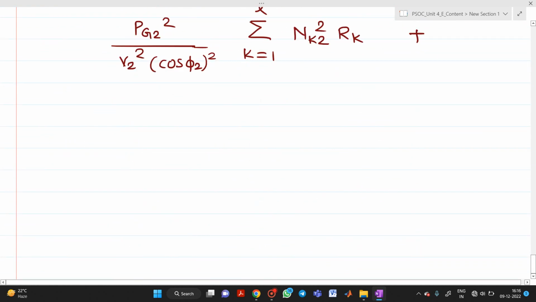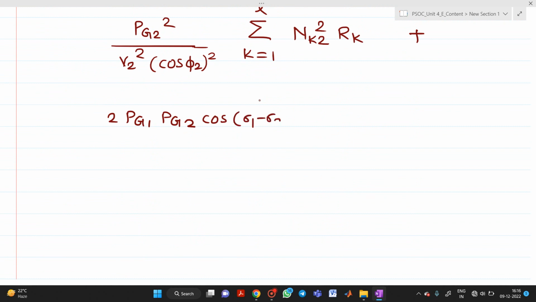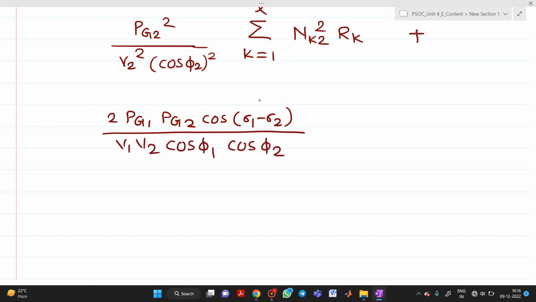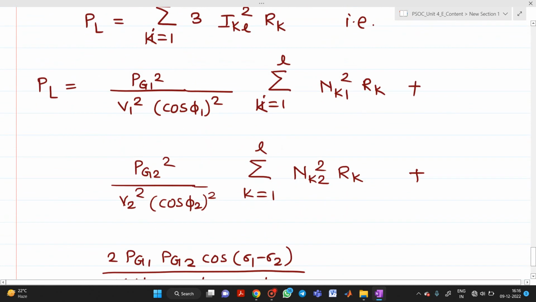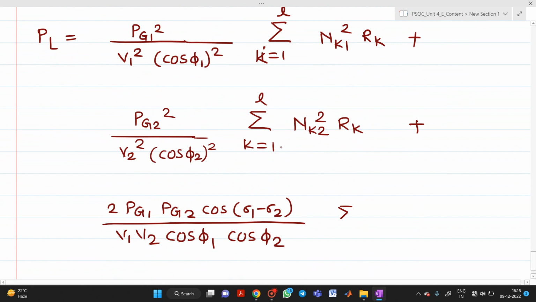So we can write this term as plus 2 into Pg1 into Pg2 into cos of sigma 1 minus sigma 2, whole divided by V1 V2 cos phi 1 cos phi 2. Now the remaining term is nk1 nk2 and Rk. So I will write it with the summation k equal to 1 to L nk1 nk2 into Rk.